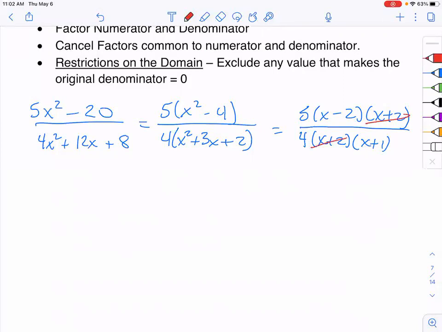Anything else? So what that means is I'm left with, in the numerator, 5 times x minus 2, and in the denominator, 4 times x plus 1. You could go ahead and distribute that and write it as 5x minus 10 over 4x plus 4, and that's fine, but you don't have to. It's fine to leave it like this. I'll take it either way.